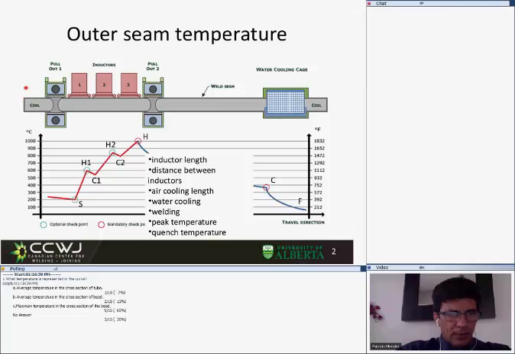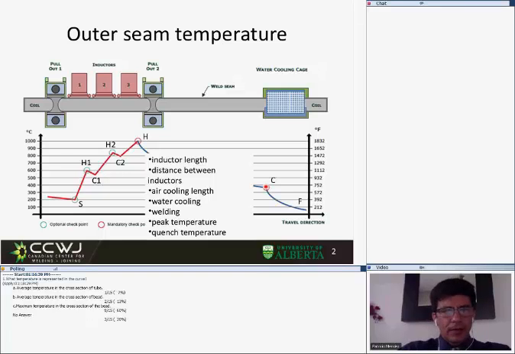That would be before the inductors, and there are two important temperatures here. There are many intermediate temperatures, H1, C1, H2, C2. But this peak temperature is especially important, as we have discussed, since it is when we reach full austenitization through the whole bead. That's the key thing. And the other important temperature is the quenching temperature, in which we should have already exhausted all transformations.